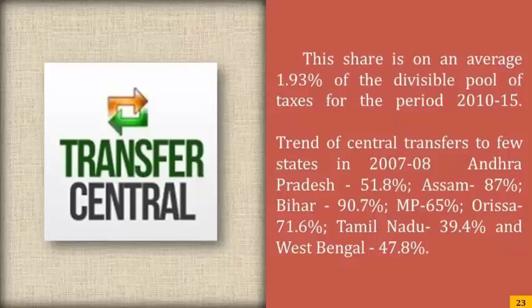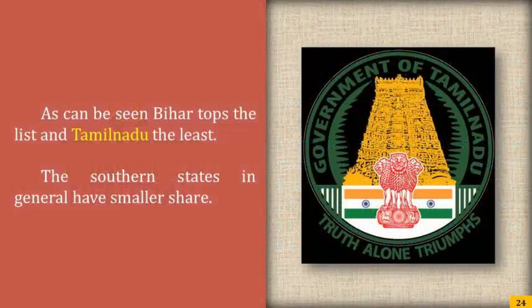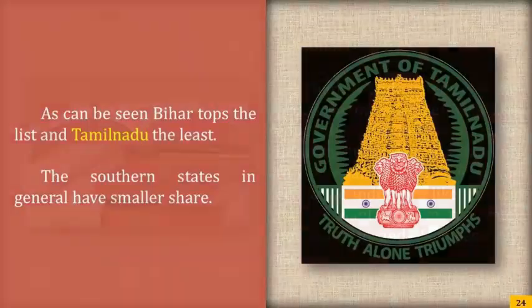The trend of central transfers to few states in 2007-8: Andhra Pradesh 51.8%, Assam 87%, Bihar 90.7%, Madhya Pradesh 65%, Orissa 71.6%, Tamil Nadu 39.4% and West Bengal 47.8%. As can be seen, Bihar tops the list and Tamil Nadu the least. The southern states in general have a smaller share.